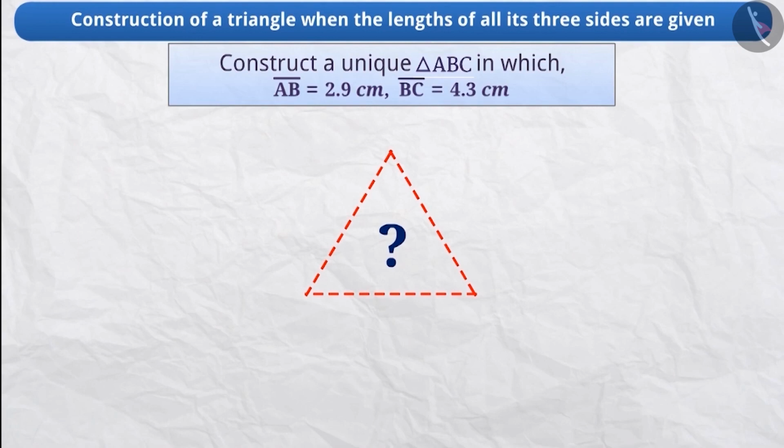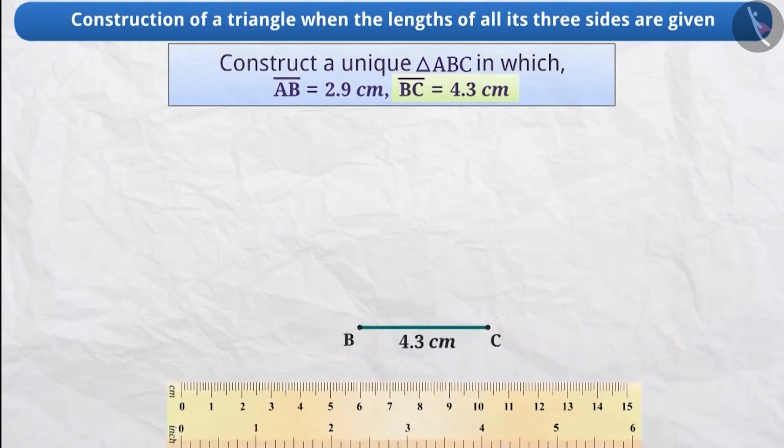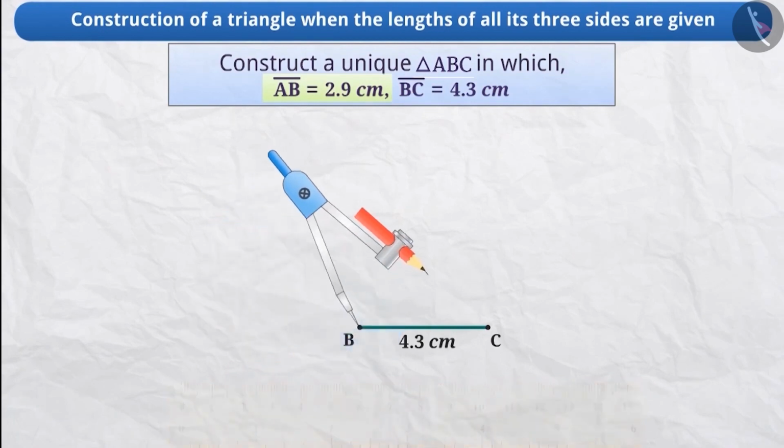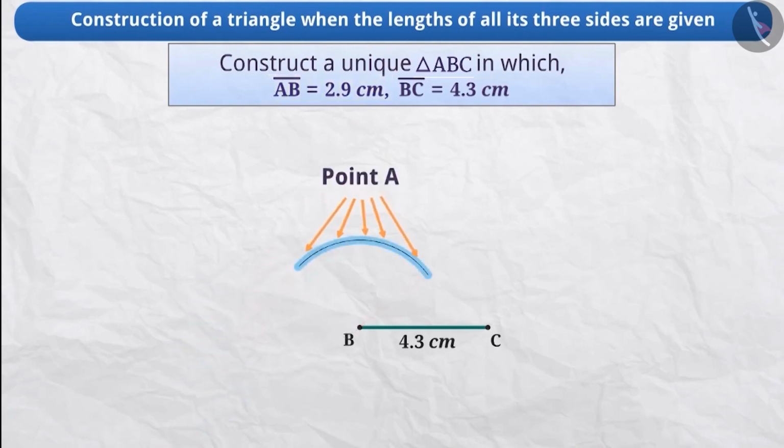Let me tell you. Suppose we have to construct a triangle ABC in which the side AB is equal to 2.9 cm and the side BC is equal to 4.3 cm. First of all, we will draw a line segment BC of length 4.3 cm. Now, taking a radius of 2.9 cm and taking the point B as the center, we will draw an arc. Point A is situated somewhere on this arc. But where? Can you find its exact location? Give it a try.